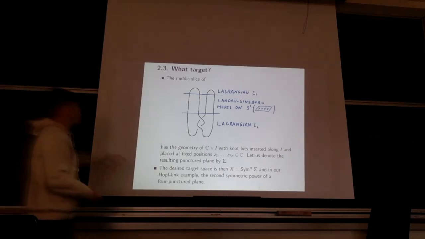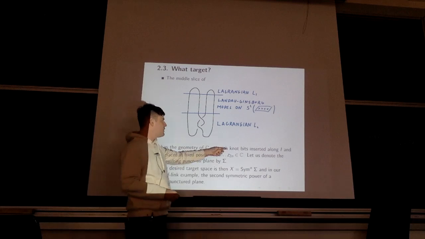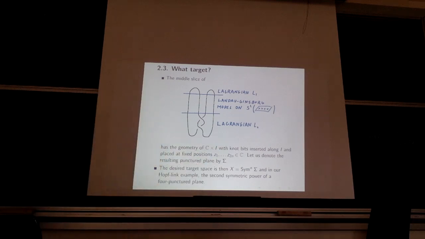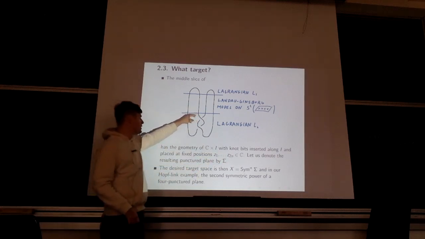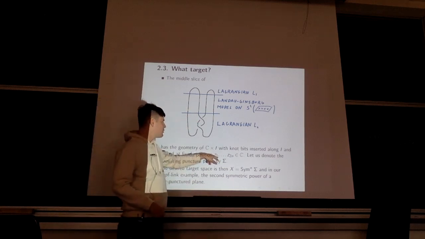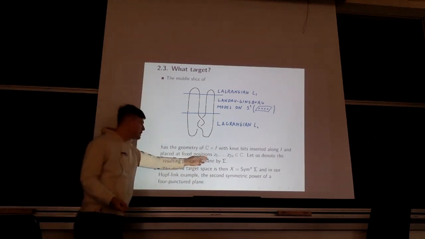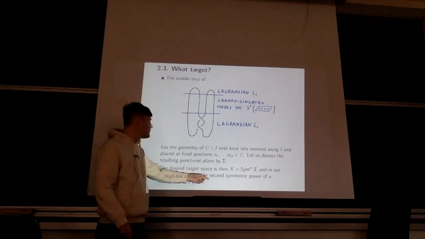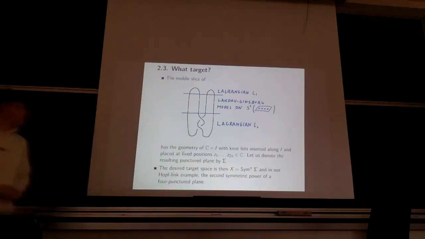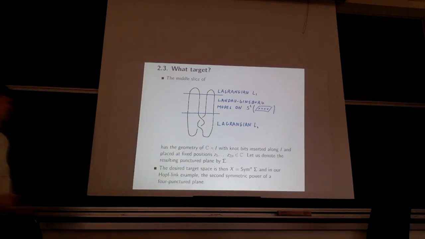So the target is determined by the middle slice of this picture. And this middle slice has a geometry of C times I, with knot bits inserted along I and placed at fixed positions z_1 to z_2n. There's always an even number of strands. So that's why it goes from 1 to n. And let me denote for the purpose of this talk the resulting punctured plane by sigma. And the desired target is then a symmetric power of this punctured plane. And in our example of the Hopf link, n is 2, because we have four strands. So it's going to be a second symmetric power of the four-punctured plane.